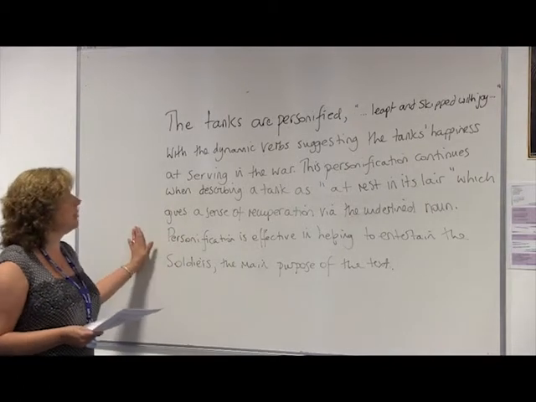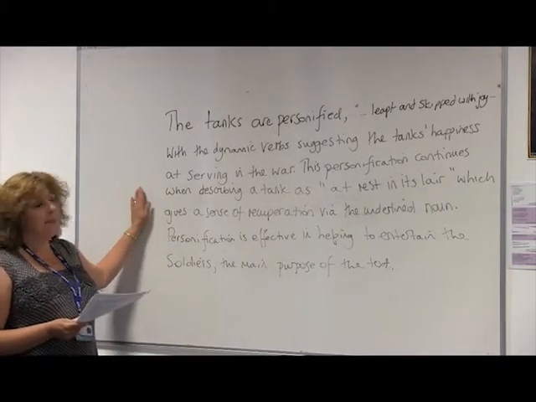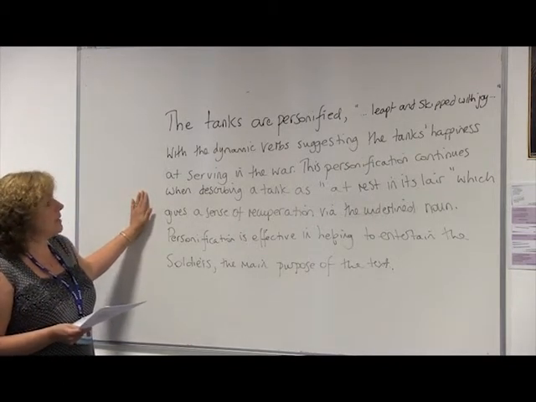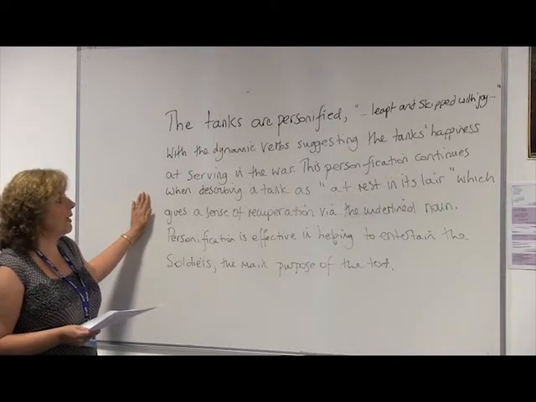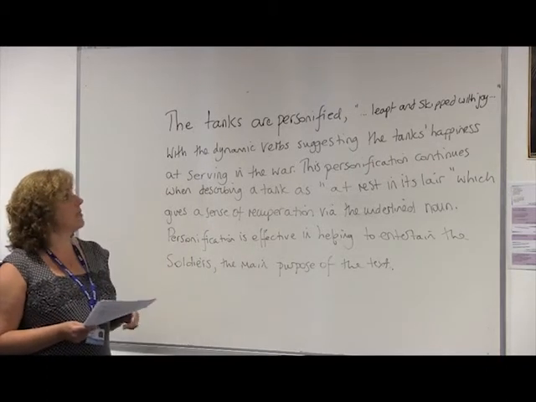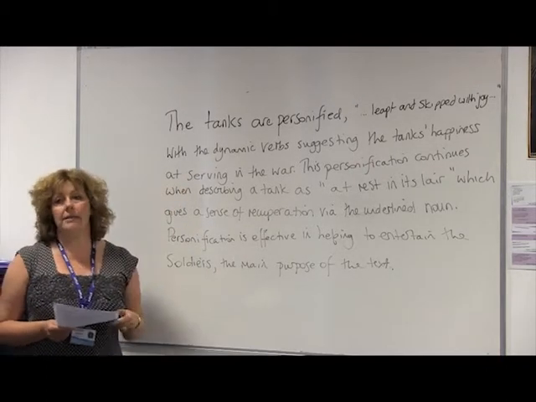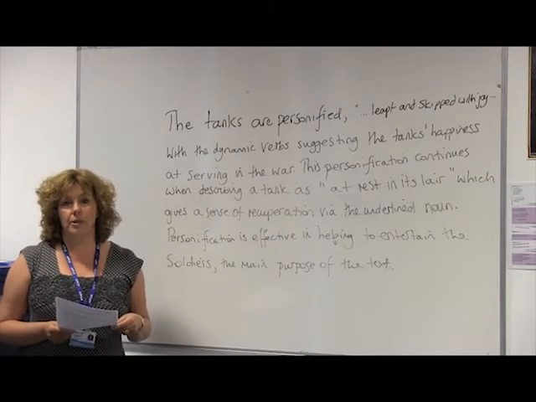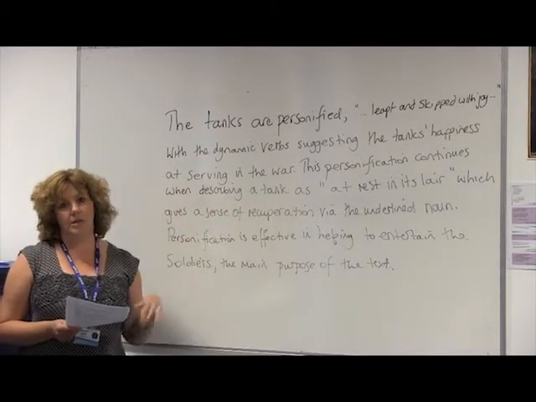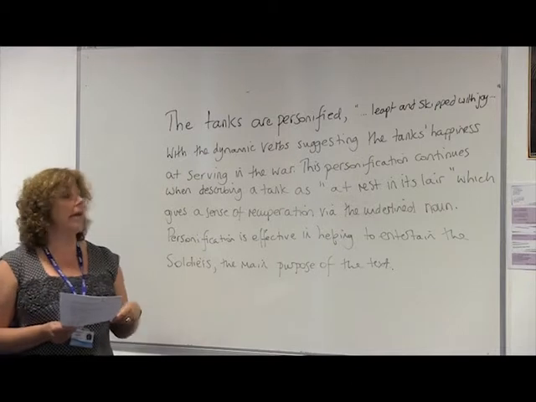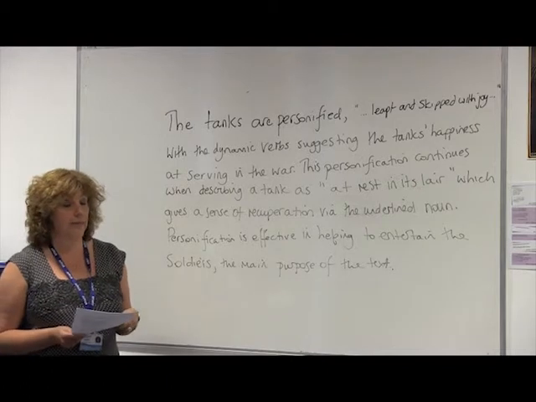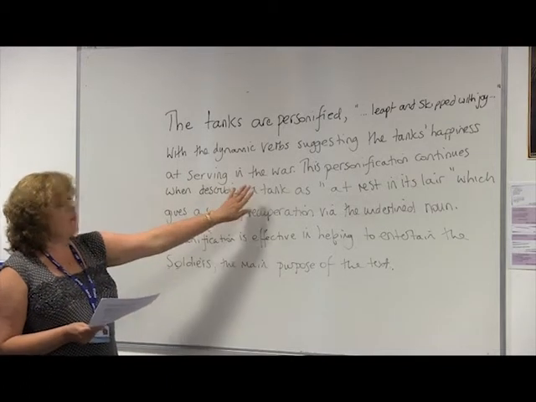So if you have a look at the example on the board, I'll read out the first sentence. The tanks are personified, leapt and skipped with joy, with the dynamic verbs suggesting the tank's happiness at serving in the war. So this is a typical beginning of a PEE paragraph. We've made the point about personification, then we've got our example. At GCSE, you may have been used to giving your point using a colon and using a quotation underneath. But at advanced level, it's much more sophisticated if you can use a very short quotation, which is actually embedded within your sentence.